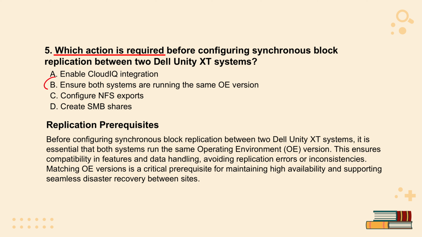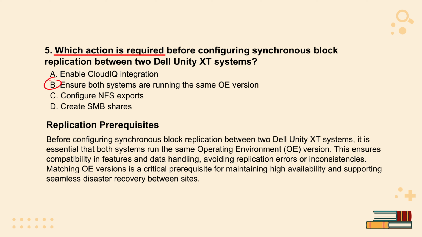Okay. The operating environment, that's essentially the software that runs the Dell Unity XT system. It is. So why is having the same software version so essential for synchronous replication? Well, if we think about how software systems communicate, especially when it comes to something as critical as real-time data replication, compatibility is absolutely key. The two Unity XT systems need to speak the same language in terms of the replication features they support, how the data is formatted and transferred, and the underlying communication protocols they use. But if they're running significantly different OE versions, you run a real risk of incompatibility.